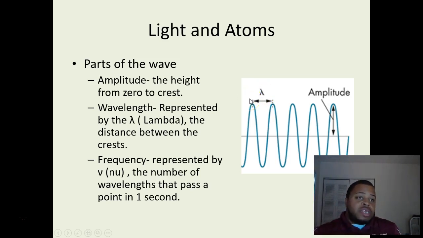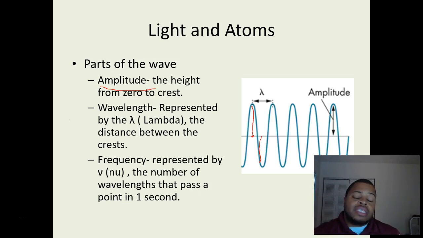So, first thing we deal with is called the amplitude. Now, the amplitude, again, is the distance from 0, or 0 point, all the way to the crest or to the trough. Now, in either case, this distance is going to be the same.